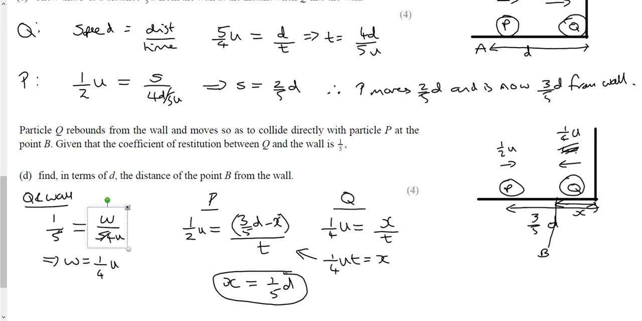Okay. And if you think about it, you could also work that out using some sort of common sense, because the speed of P is double that of the speed of Q, so if this is 3/5 d, P is going to move twice as far, so that's going to be 2/5 d, and that's going to be 1/5 d.